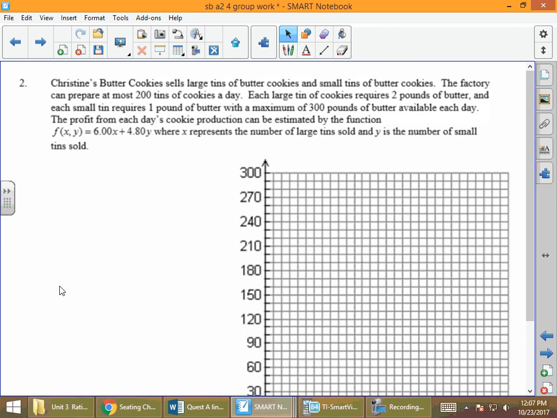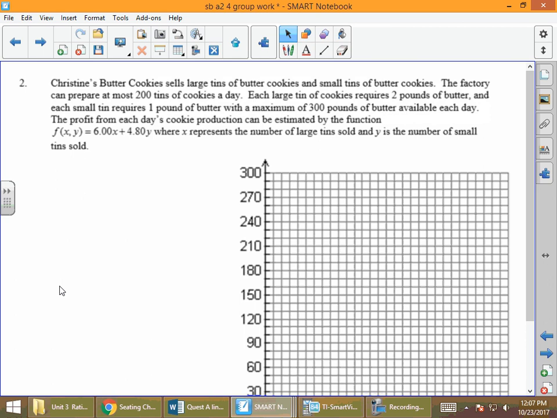Christine's Butter Cookies sells large tins of butter cookies and small tins of butter cookies. The factory can prepare at most 200 tins of cookies a day. Each large tin of cookies requires 2 pounds of butter, and each small tin requires 1 pound of butter, with a maximum of 300 pounds of butter available each day. The profit from each day's cookie production can be estimated by the function f(x, y) = 6x + 4.8y, where x represents the large tins sold and y is the number of small tins sold.